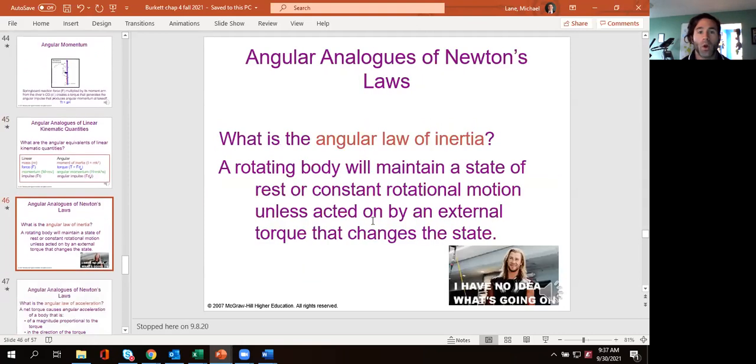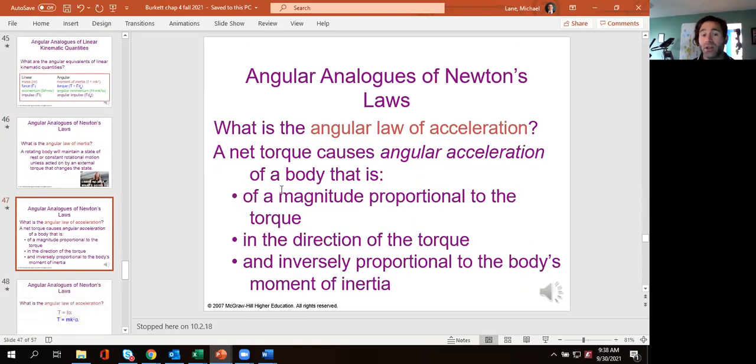So when we go back to our Newtonian physics concepts, when it comes to the angular law of inertia, any object is going to maintain that state of rest or constant motion unless it is acted upon by an external force. Angular acceleration is always going to be caused by torque, okay? And that's going to be in proportion to the torque that's being produced to the object, the direction the torque is being produced, as well as inversely proportional to the body's moment of inertia.